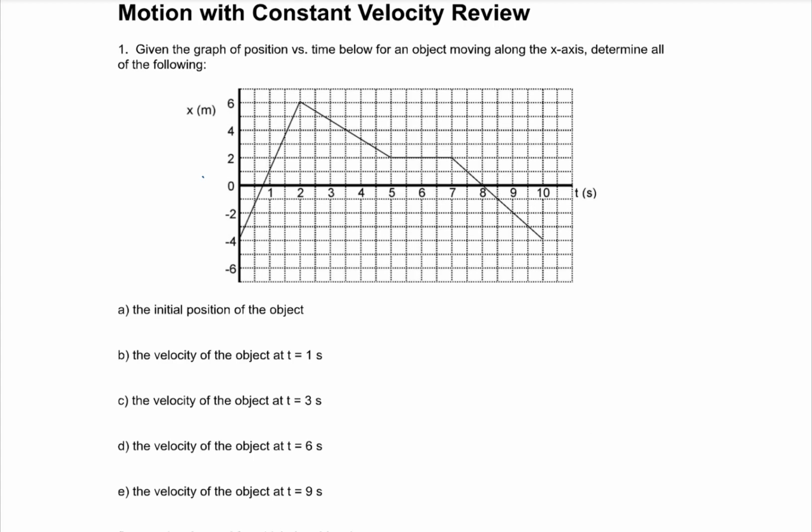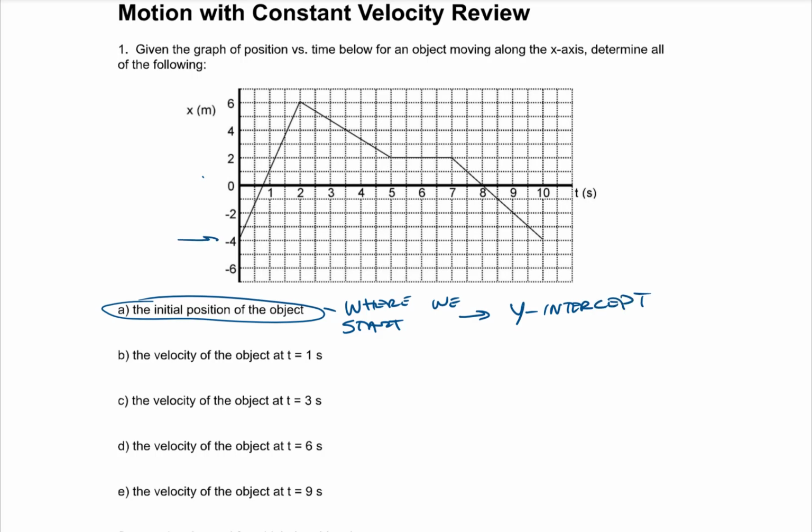The first thing it wants to know is the initial position of the object. This is where we start. And for our graph, it's the y-intercept. So looking right here, my y-intercept is -4 meters. That's my initial position. The next thing I want is the velocity of the object at 1 second.